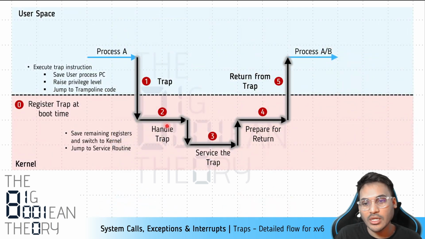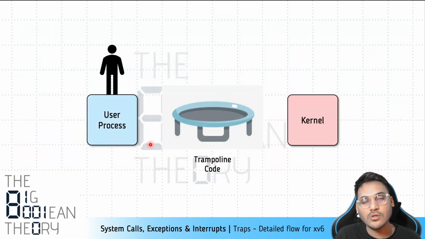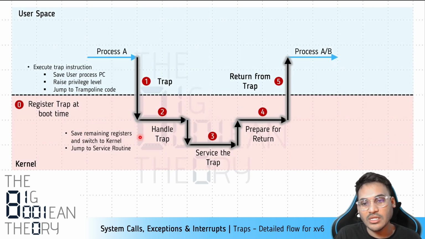So step number 2, I have broken it into 2 parts. First part is that you have to save the remaining registers of the user process. We only have saved the program counter to the exception program counter register. There are several other key pieces of information. We talked about several other registers that are necessary to describe the current state of execution. So all of those registers have to be saved, and then we need to switch to the kernel values. And finally, after making that switch, we have to jump to the appropriate service routine. We'll see that. So first of all, let me explain to you the concept of trampoline code, because that is the piece of code that will help us to save the remaining registers and switch to kernel.